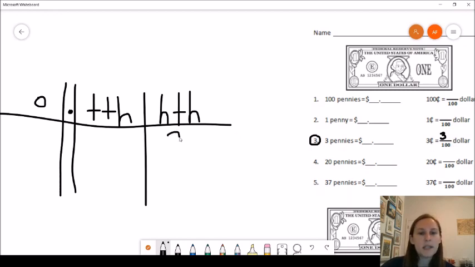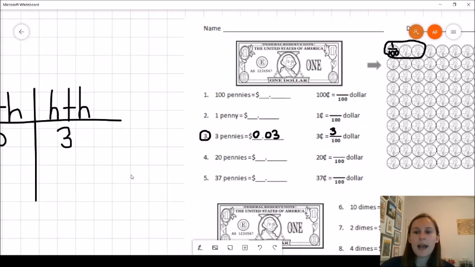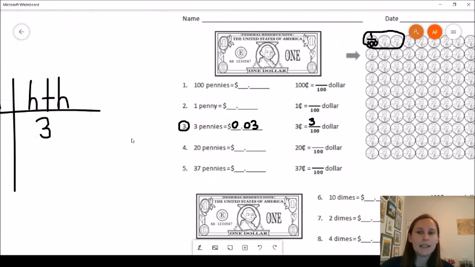So that is 3 units in the hundredths place. I have 0 tenths, and I have 0 ones, so that's 0.03. 0.03 would be 3 pennies, which is 3 cents. So for this first part here, you're going to take a look at however many pennies you have, write that as a fraction and as a decimal.